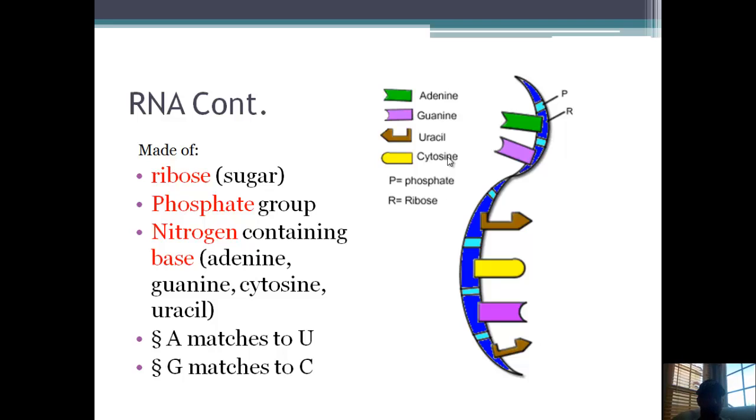So RNA gets its name because it has a ribose sugar. Deoxy just means it's missing an oxygen, or it has less oxygen in a part of it. Ribose is the type of sugar. It has a phosphate group as well, so it's alternating ribose sugar, phosphate, ribose sugar, and then the nitrogen bases. And in the RNA case, A matches to U and G matches to C.